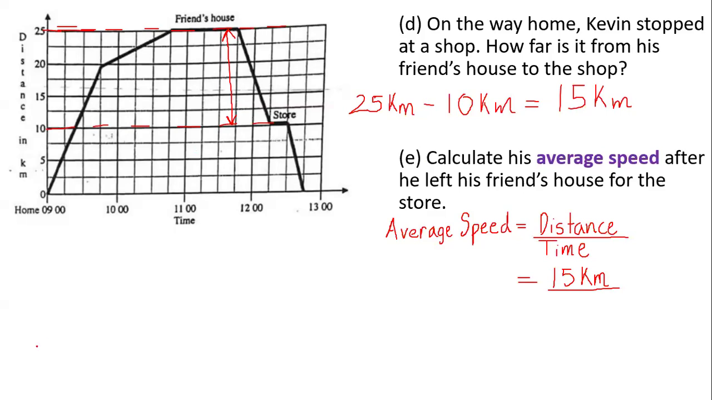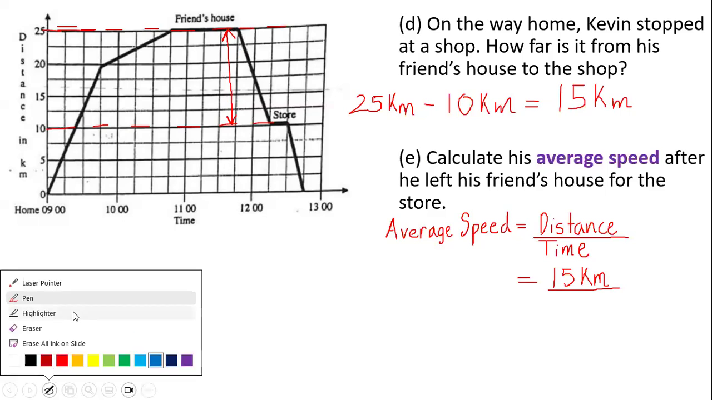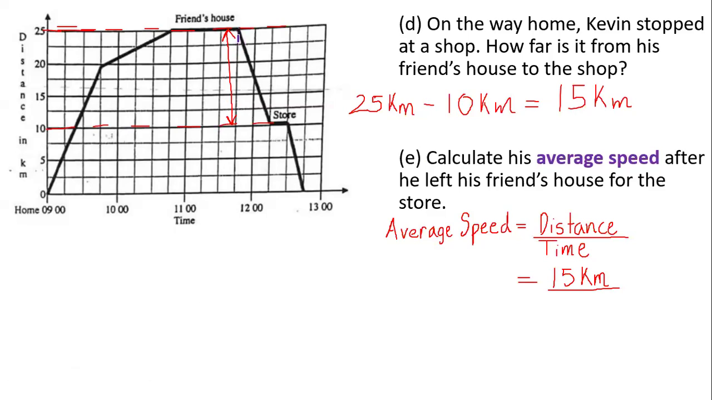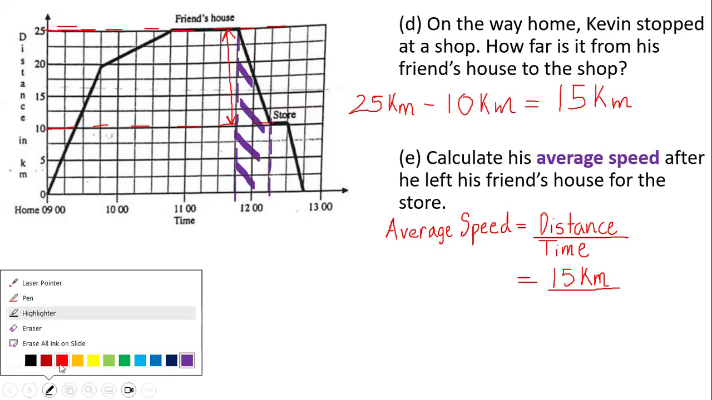What time did he leave for the store? When he left his friend's, it's 11:45, and the time he reached the store is 12:15. So 15 and 15 is 30. This is his friend's house, he's leaving at 11:45. This is 11:15, 11:30, 11:45. He reached the store at 12:15. So basically we are looking at this particular section, 30.